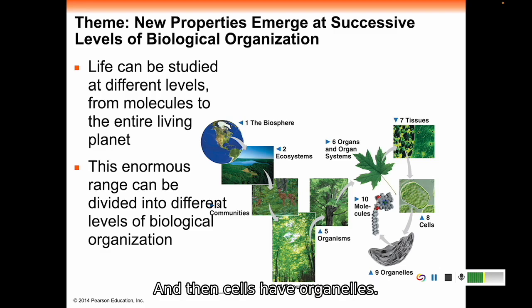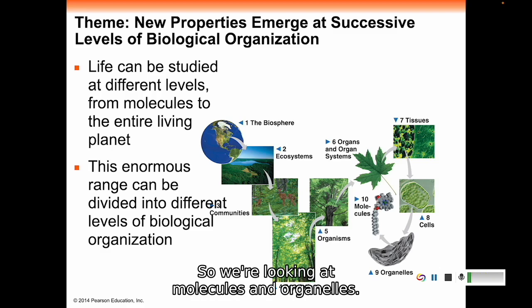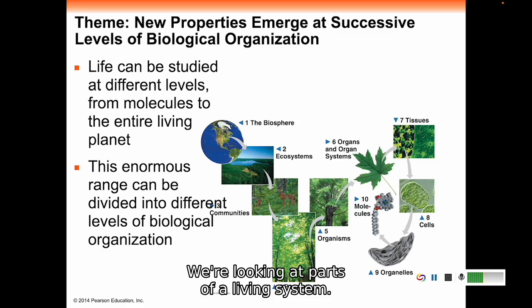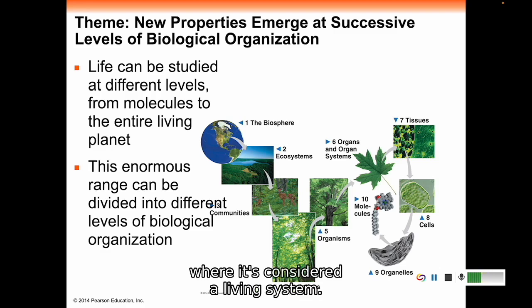And then cells have organelles. If you are a eukaryotic organism, they have organelles in them. And then organelles can go down to molecules. So we're looking at molecules and organelles. We're not looking at living systems at that point. We're looking at parts of a living system. But cells and larger is where it's considered a living system.